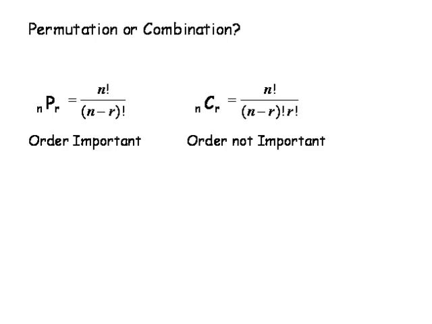Hi, this is Professor Buckwalter, and everyone seems to have a problem trying to decide whether it's a permutation or a combination. Order is important for a permutation, and order is not important for a combination.